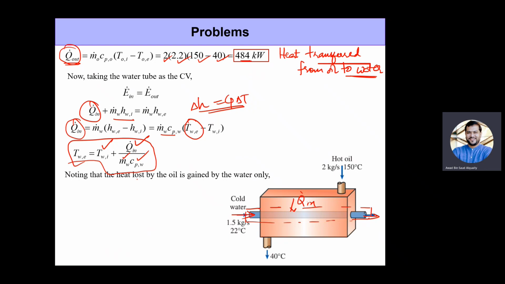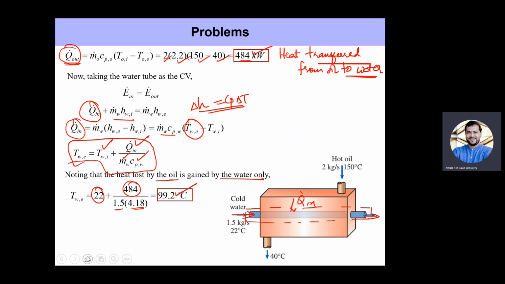So again, there's no heat loss to the surroundings. So the heat that is lost by oil is only gained by water. There's no other quantity that's transferring heat. So therefore, we can just write Q in. We can start substituting the numbers in here. So this is 22 degrees Celsius plus 484, which is the heat input into the water, divided by 1.5, the mass flow rate of water, times 4.18. Okay, so when you do the math, this comes out to be 99.2 degrees Celsius. So this is the exit temperature, and this is the amount of heat transfer.